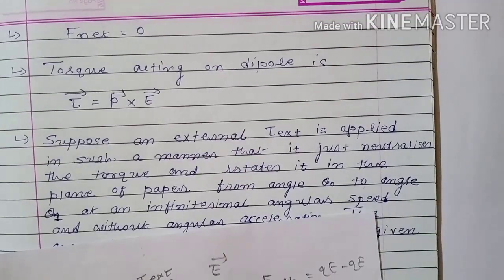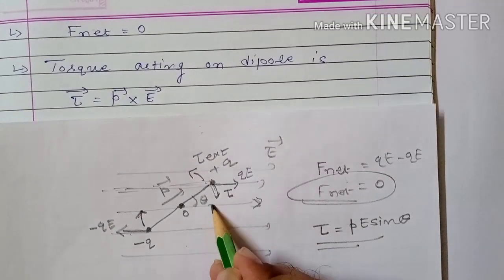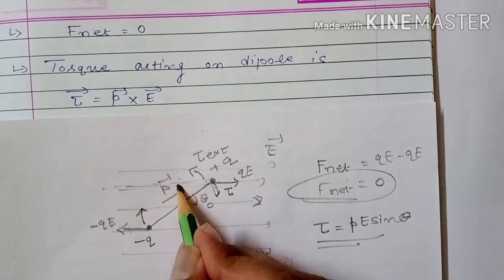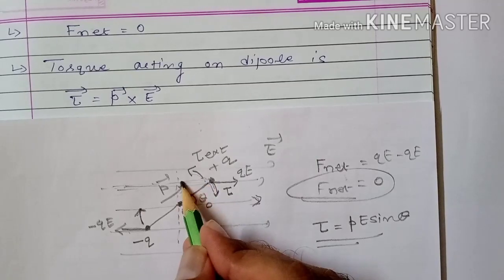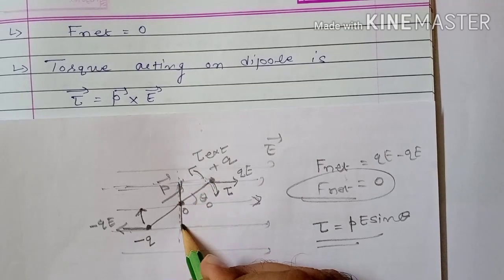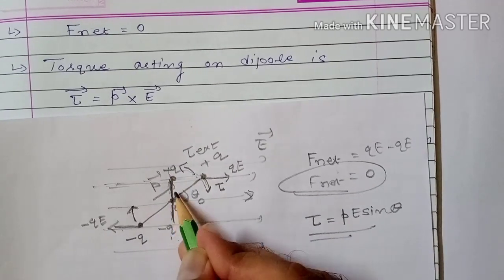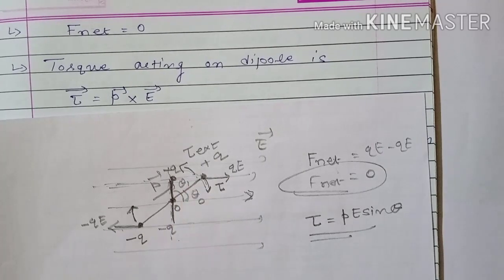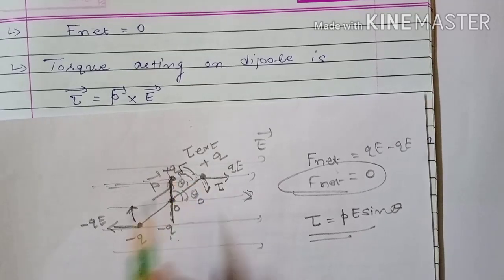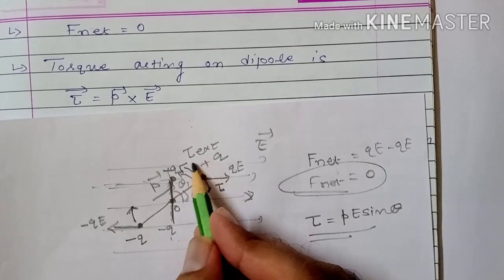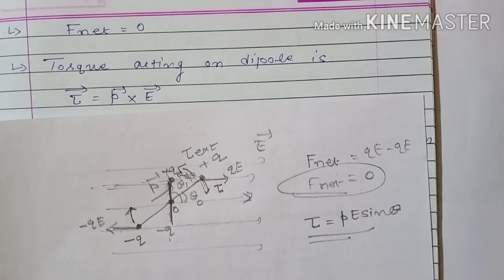So here let me consider this angle as theta naught, and here suppose due to this external torque, this dipole, plus q and minus q, makes an angle theta 1. So due to this external torque, the angular displacement is in this direction. So we can say tau external and angular displacement, that is d theta, both are in the same direction.